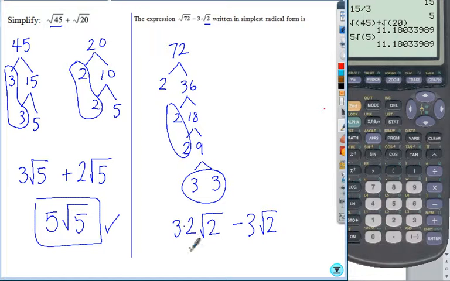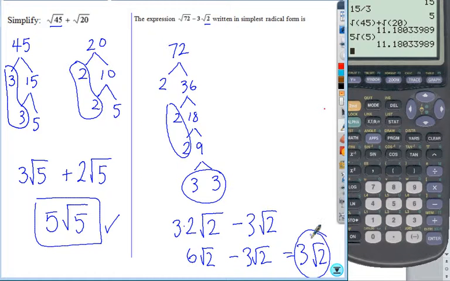So 3 times 2 is 6. Square root of 2 minus 3 square root of 2. And just like we did with addition over here, 3 plus 2 was 5. 6 minus 3 is 3. So my answer is 3 square root of 2.